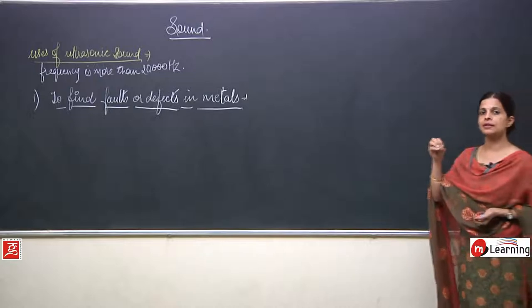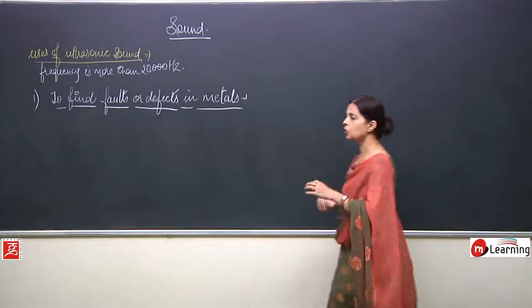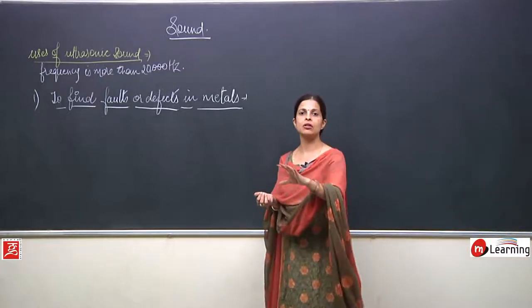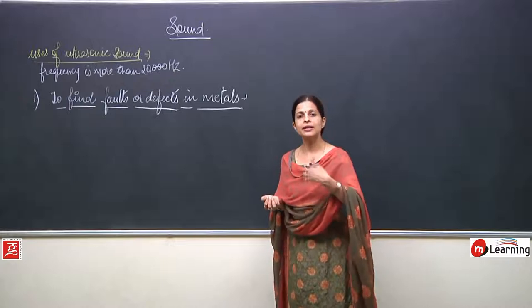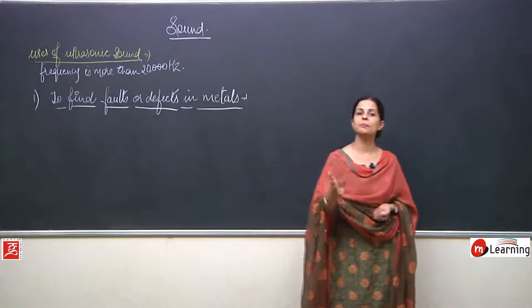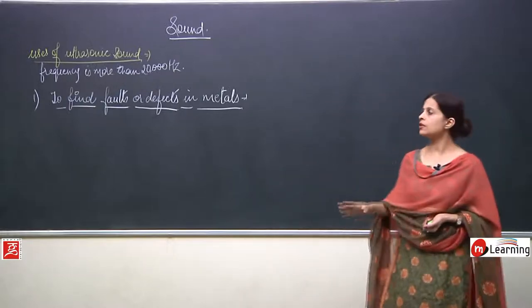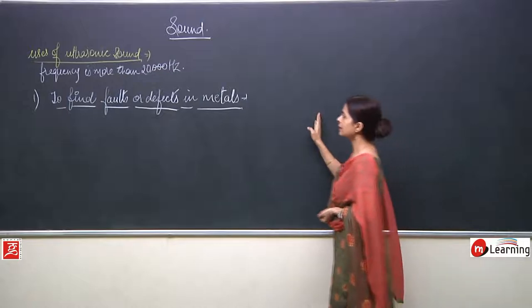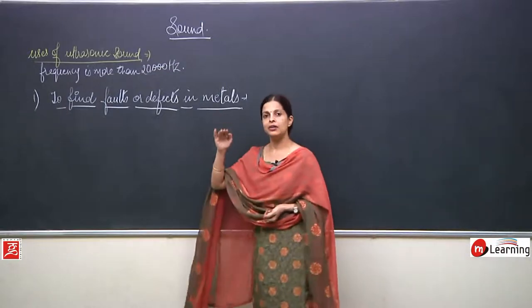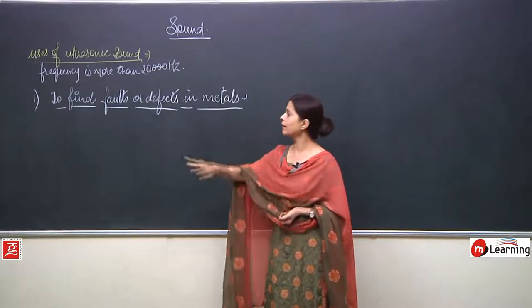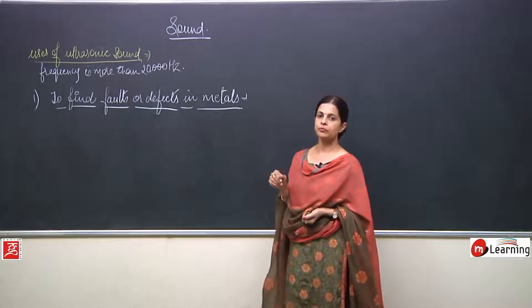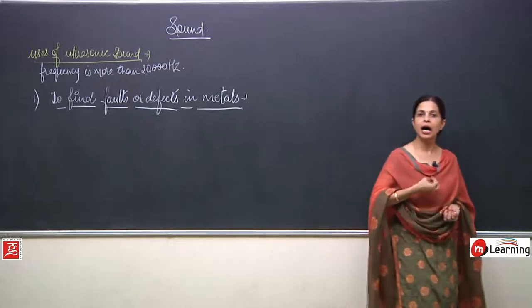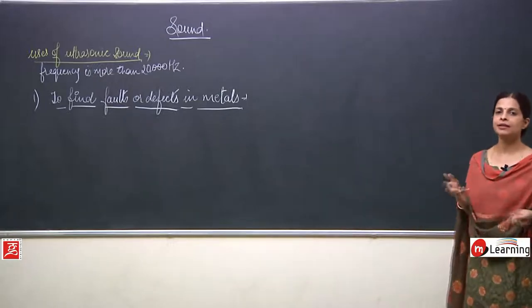If the person who is dealing with this comes to know that this part has this kind of defect, then it can be removed, it can be replaced, isn't it? So this was about that: ultrasonic sound is used to find the defects in metal. Now, how is it done?